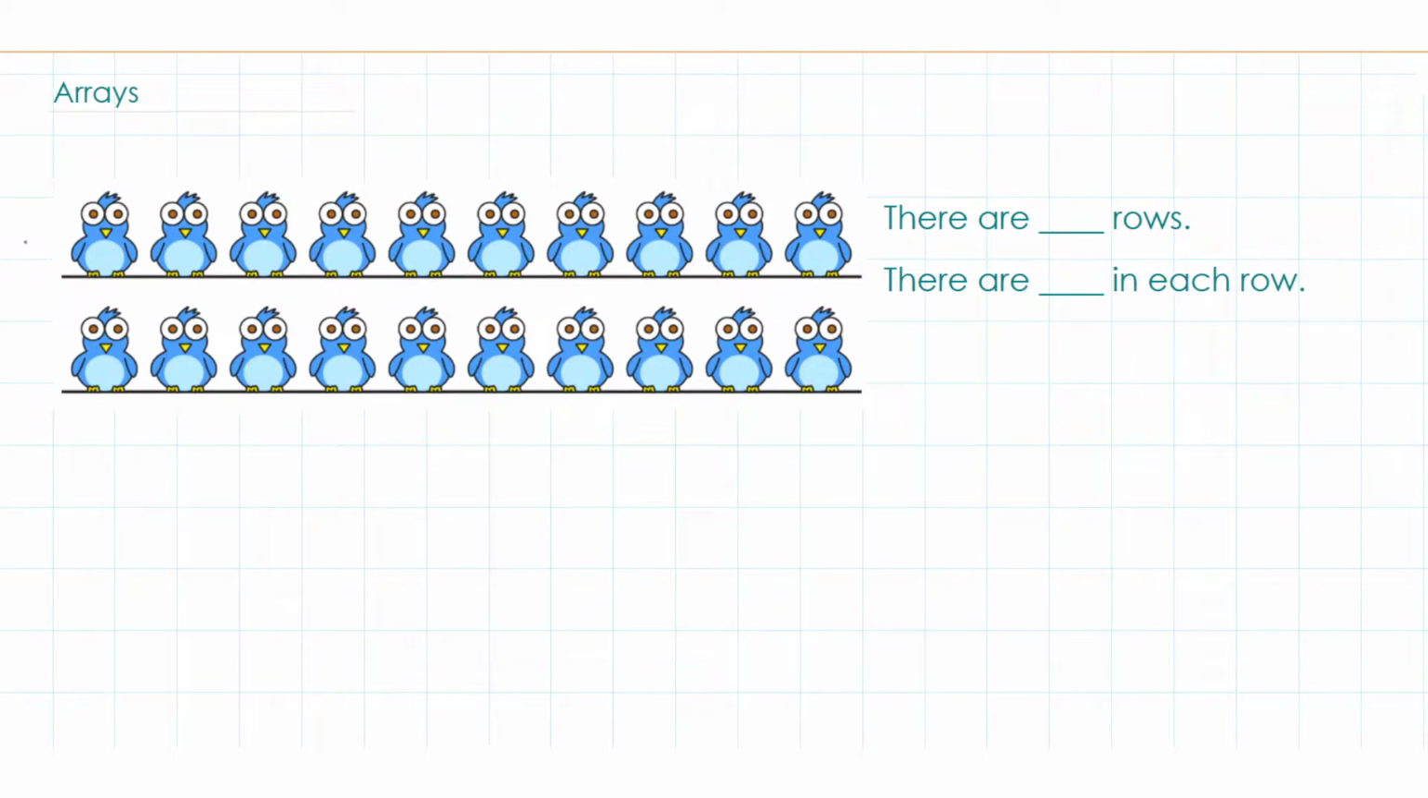Let's look at this example. Can you see the birds? And they're on some wires. Can you see that they make an array? Because there's the same number in each row and the same number in each column.